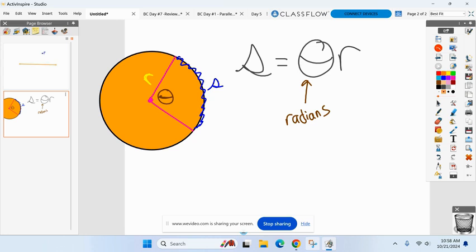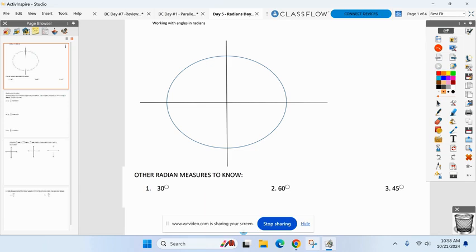All right, let's hop in here. Where are we? Day 5. Third and final day working with radians. A little review here. Why don't we start here? Go around there. Tell me what the degree measures are up on that graph right there.